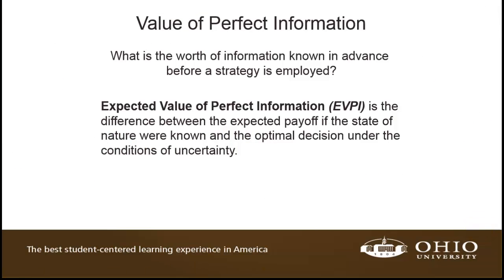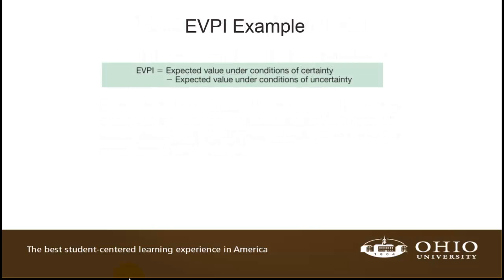Okay, now let's move on to the expected value of perfect information. What's it worth to know in advance, before a strategy is employed, what the state of nature might be? That's called the expected value of perfect information. It's the difference between the expected payoff if the state of nature is known with certainty and the optimal decision under the conditions of uncertainty. So this is how it's calculated. We just calculate those two expected values, the expected value under conditions of certainty minus the expected value under conditions of uncertainty.